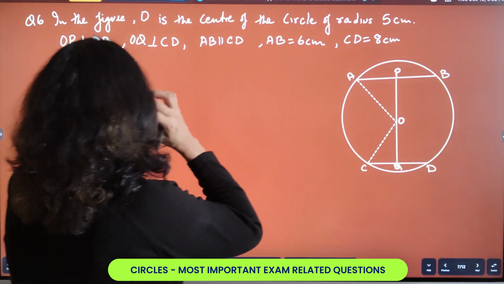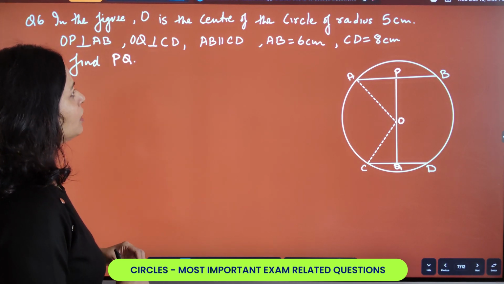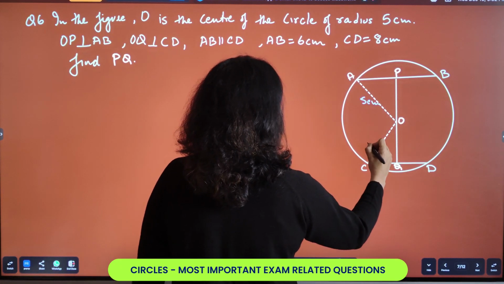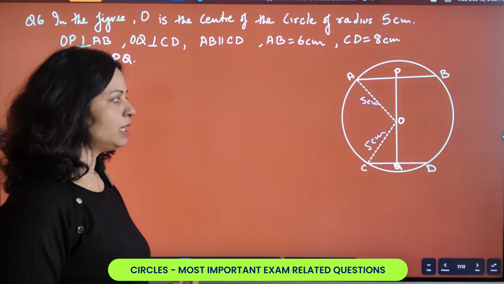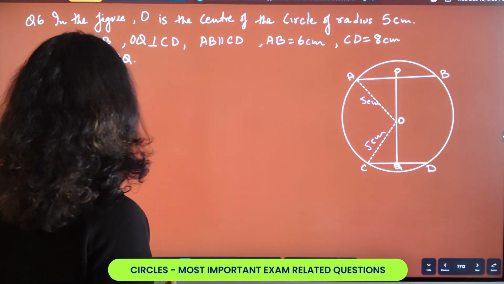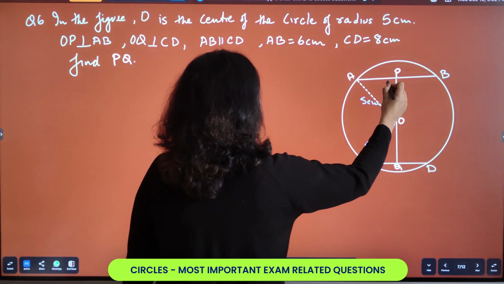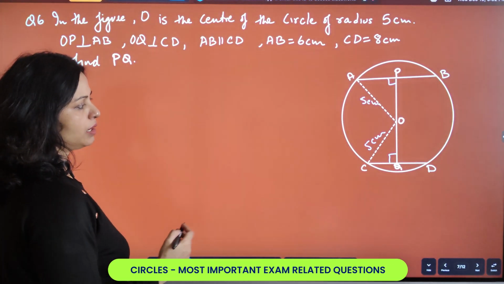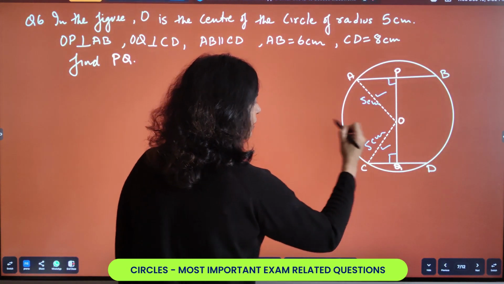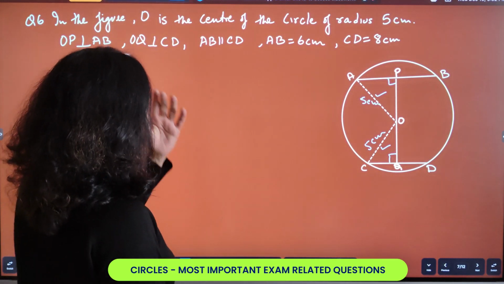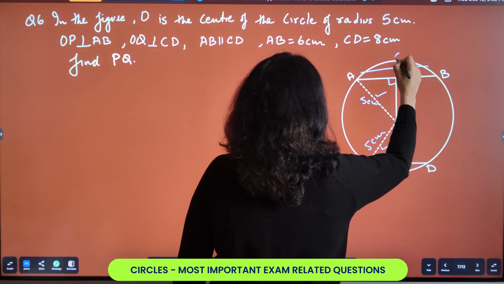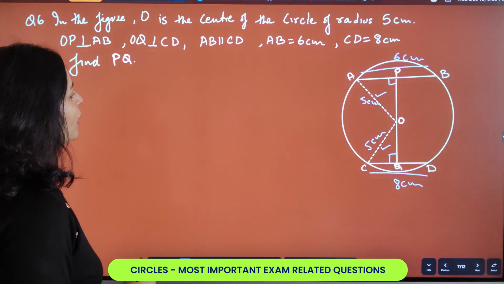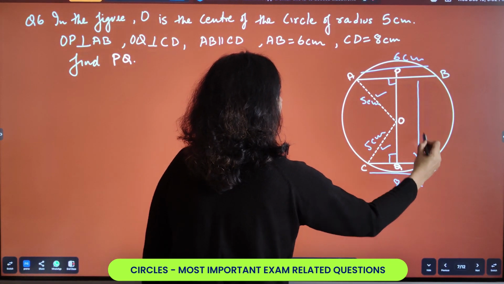Question number 6. O is the center of the circle of radius 5 centimeter. This is 5 centimeter radius, so this also will be 5 centimeter radius, because it is part of the same circle. OP is perpendicular to AB, so this is 90 degrees. OQ is perpendicular to CD, so we have one more 90 degree angle here. So we have two right angle triangles. AB is 6 centimeter and CD is given 8 centimeter. You have to find PQ, this whole length.